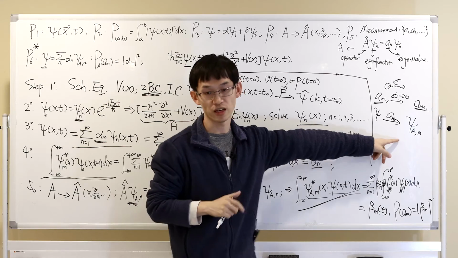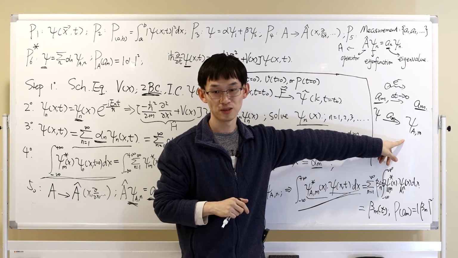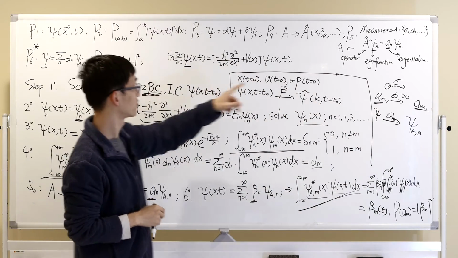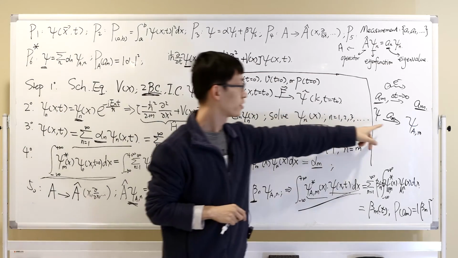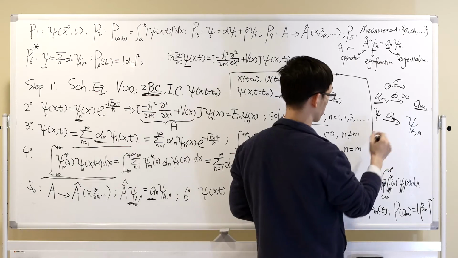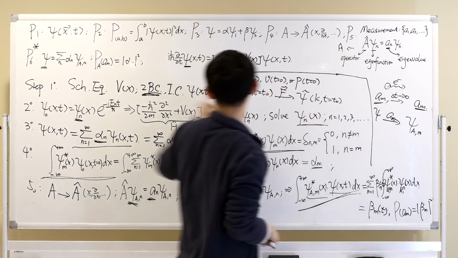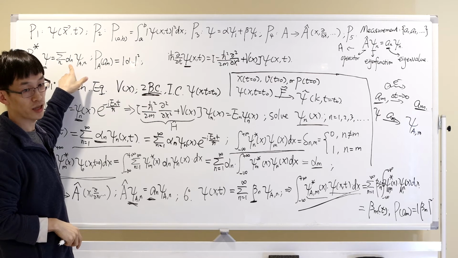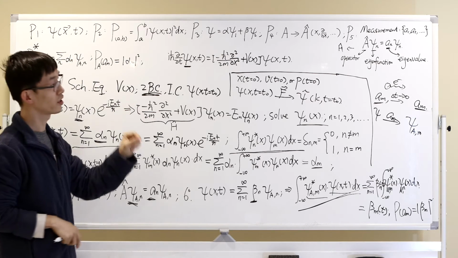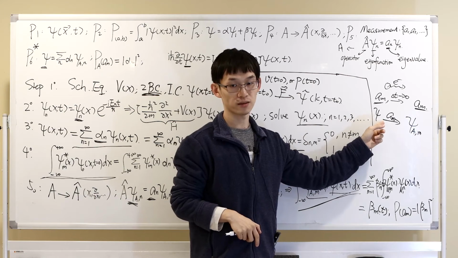Then no matter how you measure it, you will only get AM, right? Because for this wave function, the linear combination, all the other terms are 0 other than n equals m. So when you measure it again, you always get AM back.